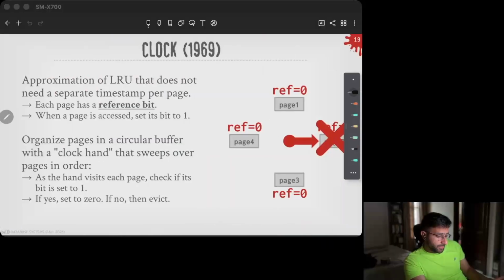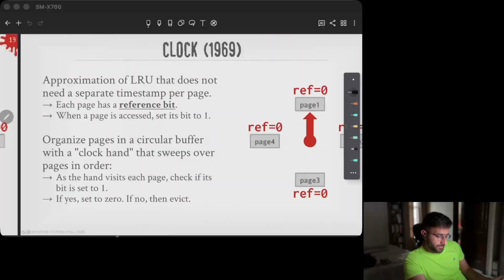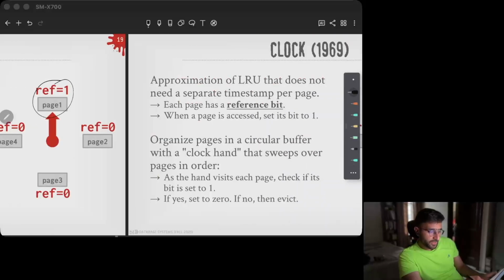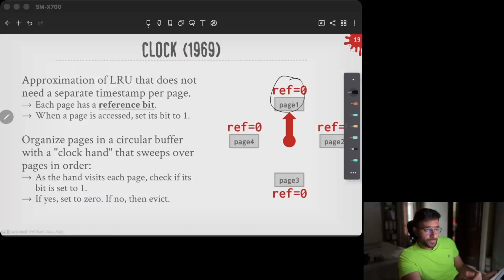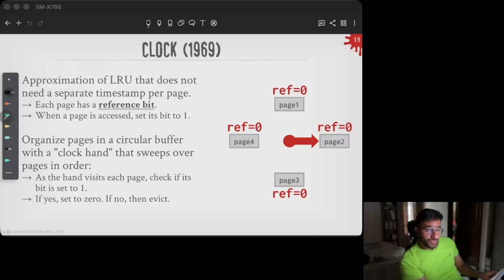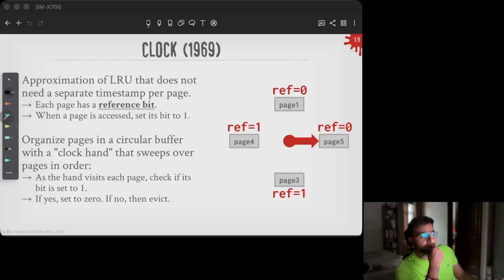So that's what we saw. You can look here. This page had reference bit 1, and the clock set it back to 0, and then it just moved on to page 2. Page 2 had reference bit 0, and it decided to throw it out. This is what Linux also uses for maintaining its eviction policy down in the page cache of the OS.